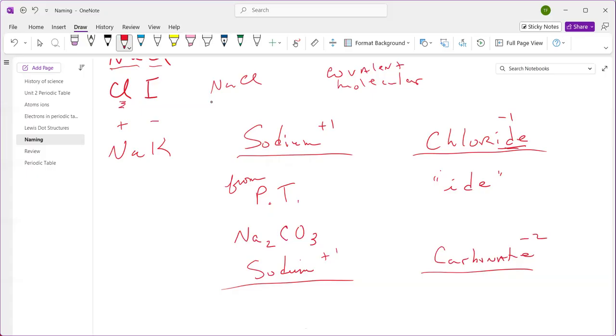And we need 2 sodiums to balance off the -2 charge of the carbonate. Now this has to always happen with ionic. You have to have charge balance. Now with molecular covalent, there are no charges, so there's no way to balance it via charge like you know with the ionic.